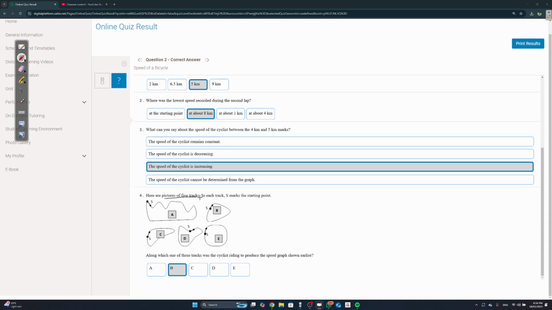here are the pictures of 5 tracks. In each track, S marks the starting point. Along which one of these tracks was the cyclist riding to produce the speed graph shown earlier? I think it's pretty obvious. Let's take a look. So this one's kind of tricky. Please don't think this is a hill. This is not a hill.